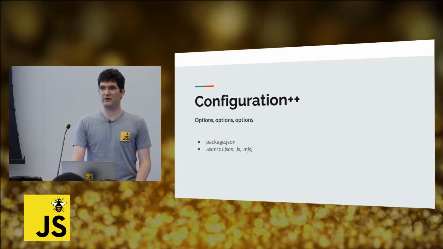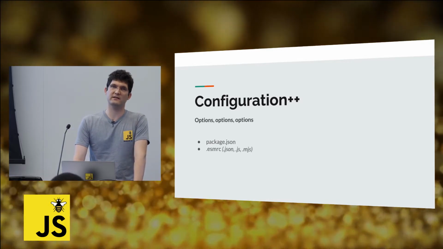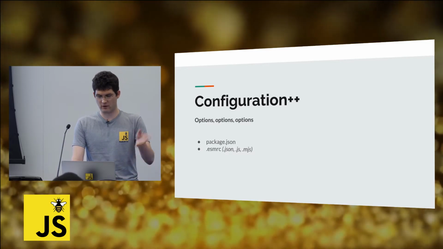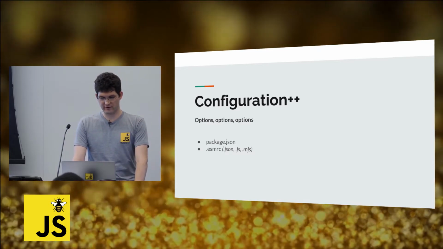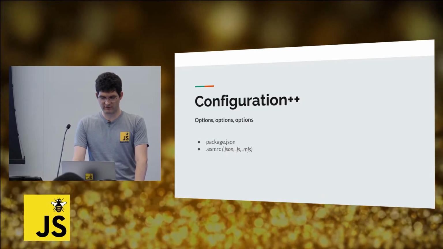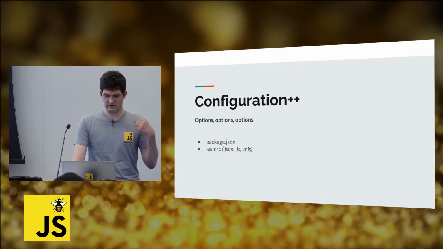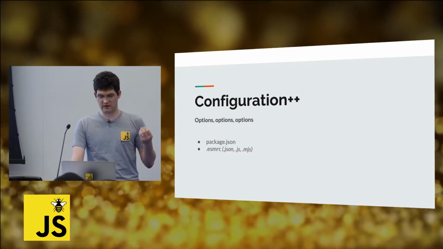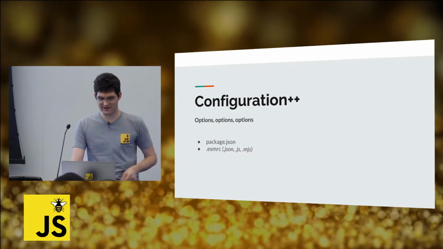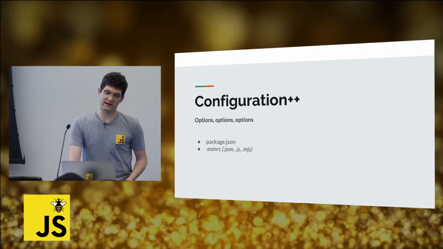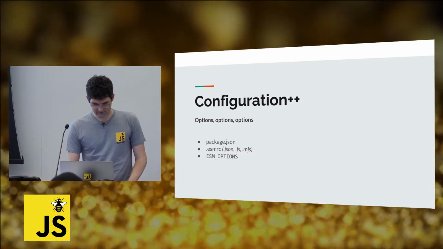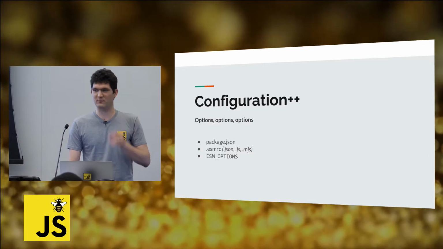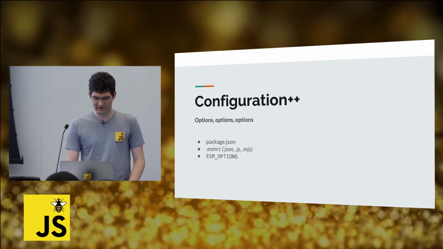You can configure it with a package.json. So you can have an ESM property in your package.json and throw in a bunch of options there. You can configure it with ESMRC files, and so this is like Babel. You can do .json, .js, or .mjs. And by the way, ESM syntax is supported in the JS or .mjs formats, so your config can be written in ESM that then is used by the ESM loader.